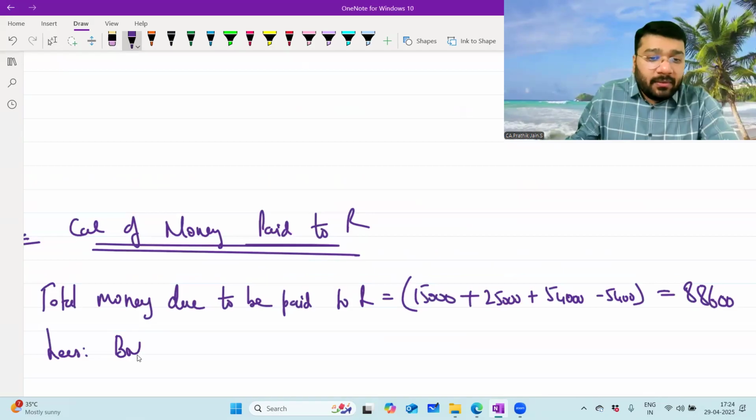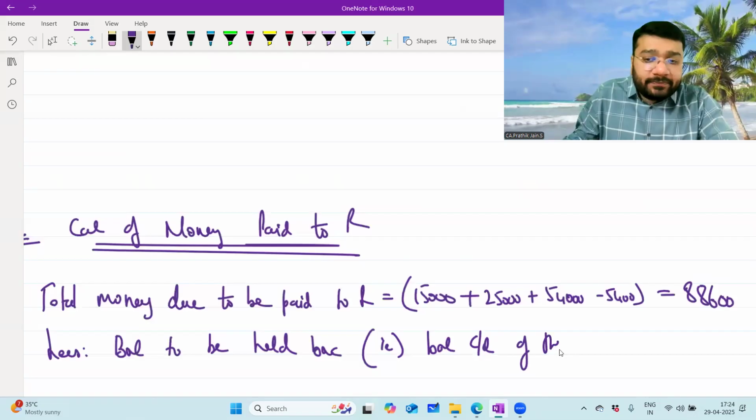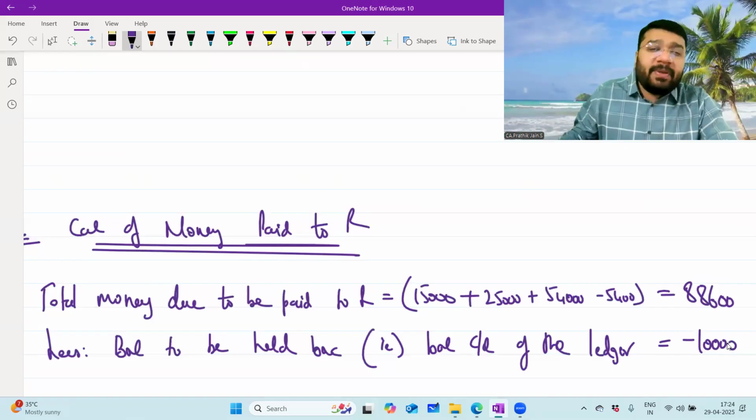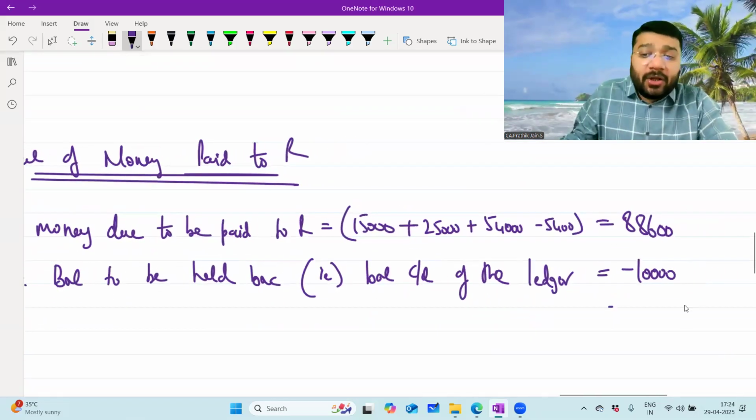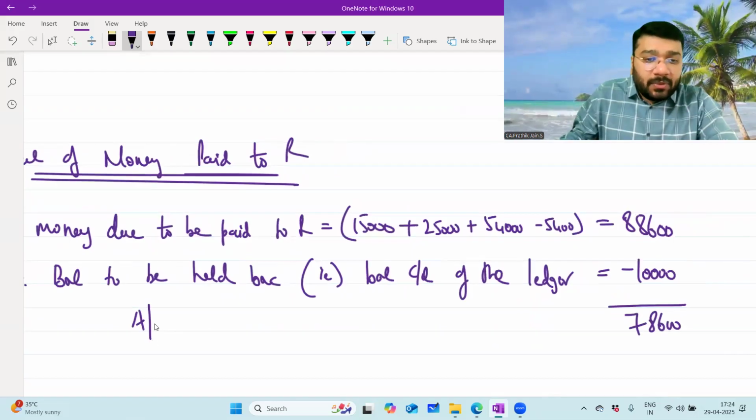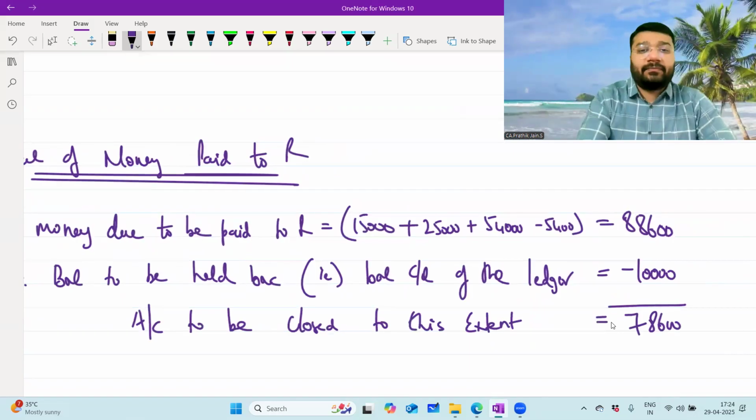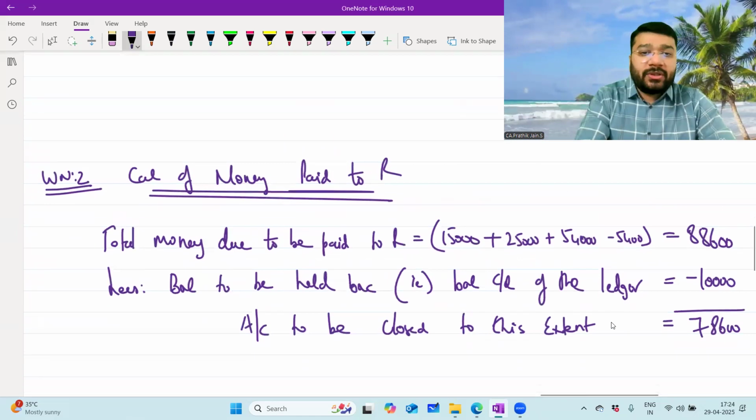Less balance to be held back. That is balance carried on of the ledger. You want the balance to be 10,000. So how much money is paid? Or the account is closed to the extent of 78,600. Account to be closed to this extent.